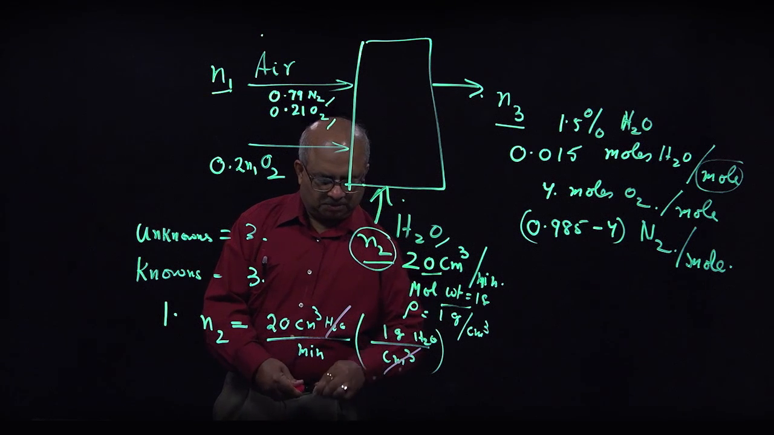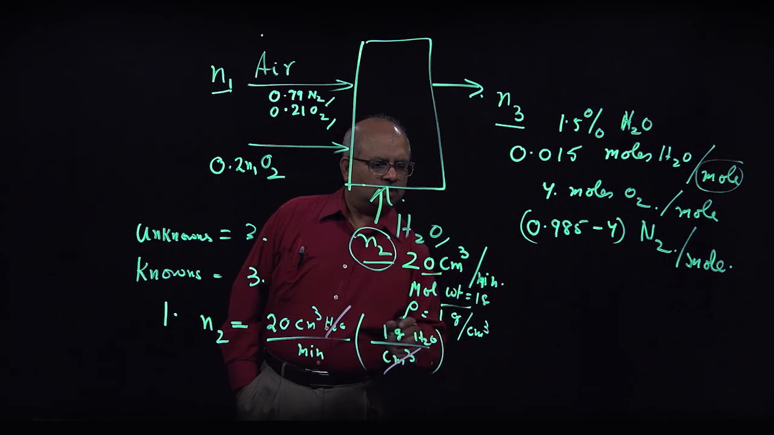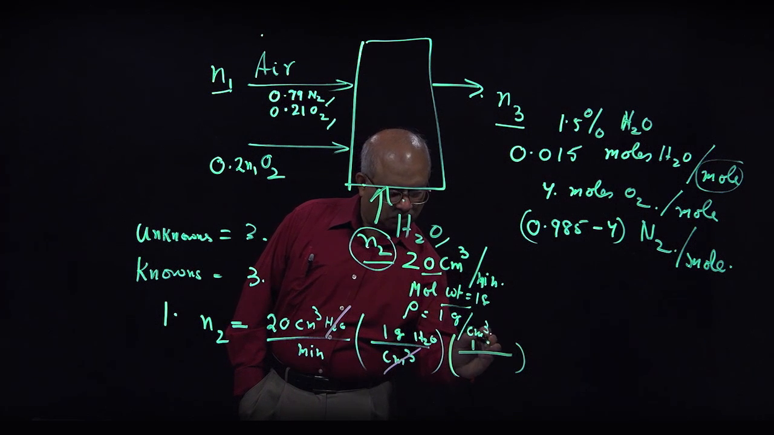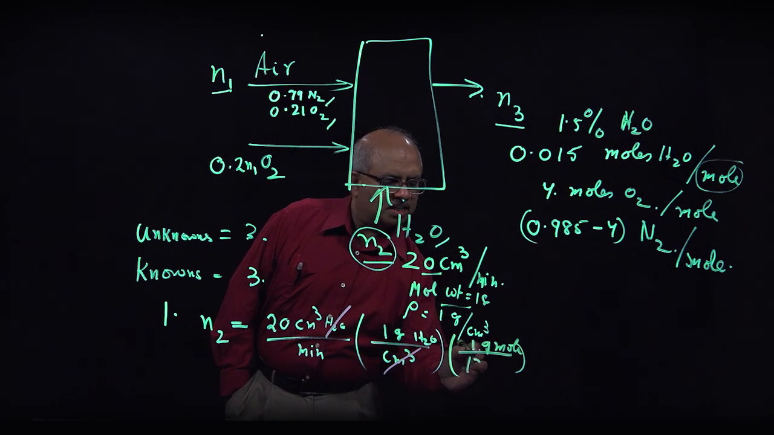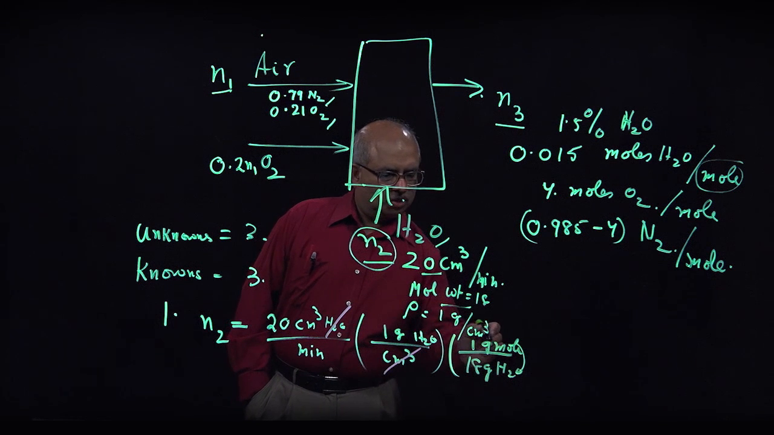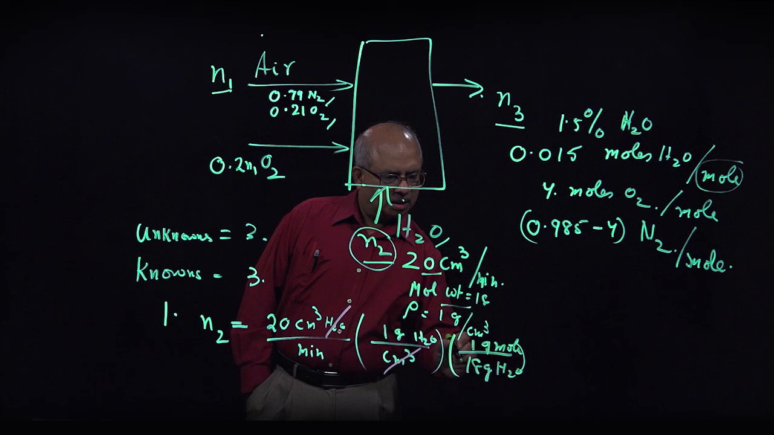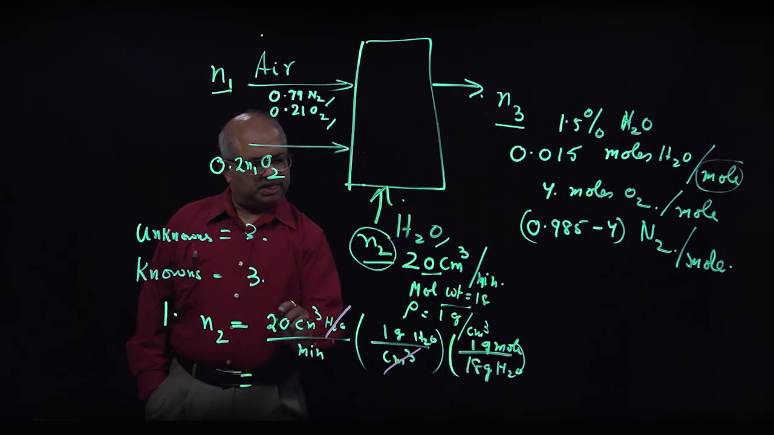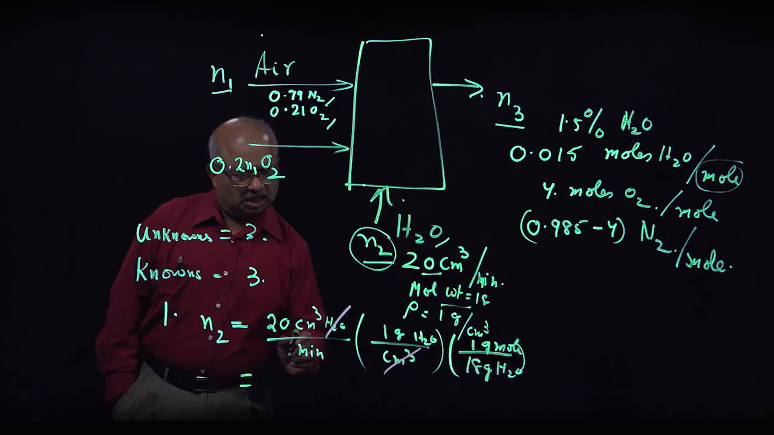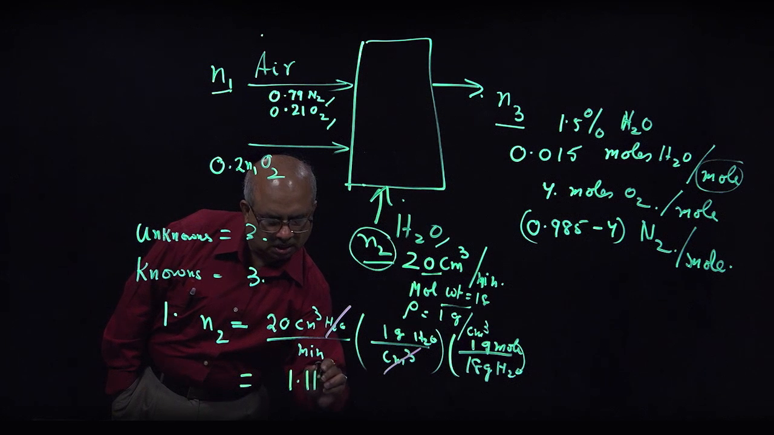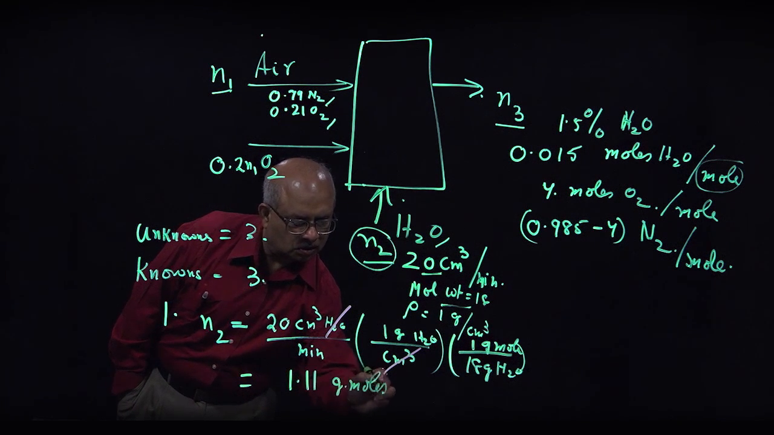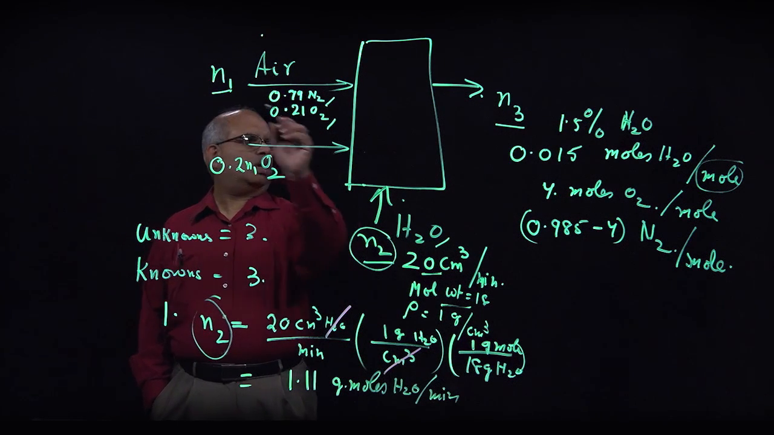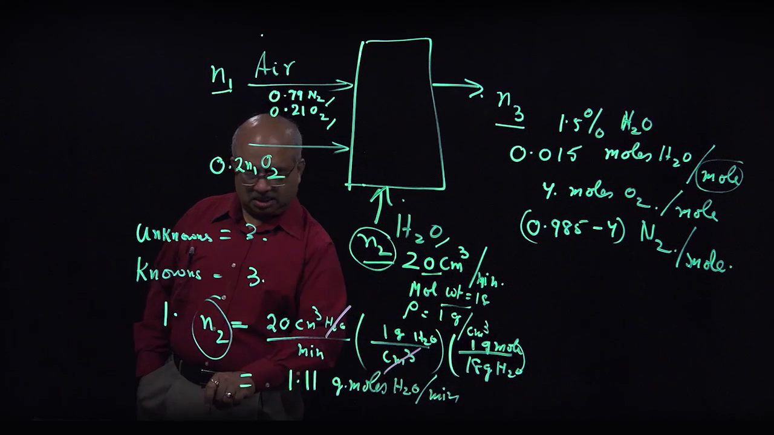To convert to moles, we need the molecular weight. We divide by the molecular weight, since 1 gram mole has 18 grams of H2O. So 20 times 1 divided by 18 comes out to be 1.11 gram moles of H2O per minute. So we figured out N2. Now we need to get N1 and N3. Let me erase this, and we can calculate.